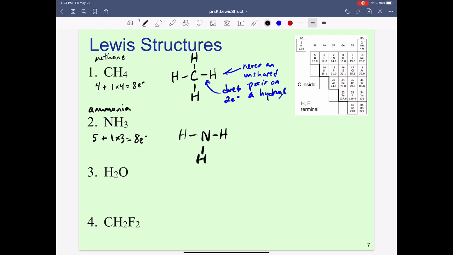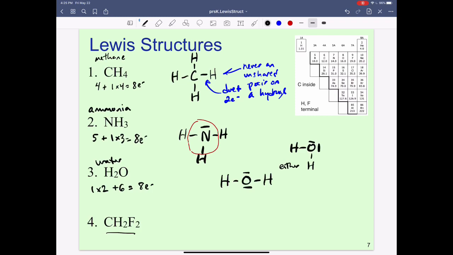And so I've used up 3 lines. Of course I have a total of 4 lines, and the 4th line will end up as an unshared pair on the nitrogen. Again, the nitrogen has an octet, and the hydrogen each has 2 electrons. Next, water. 1 times 2 for the hydrogen plus 6, also 8 electrons. Each hydrogen bonded on either side of the oxygen, and to make up the 4 lines, there'll be 2 unshared pairs. Again, it certainly would be fully acceptable if you had drawn your structure this way. Either one is fine.